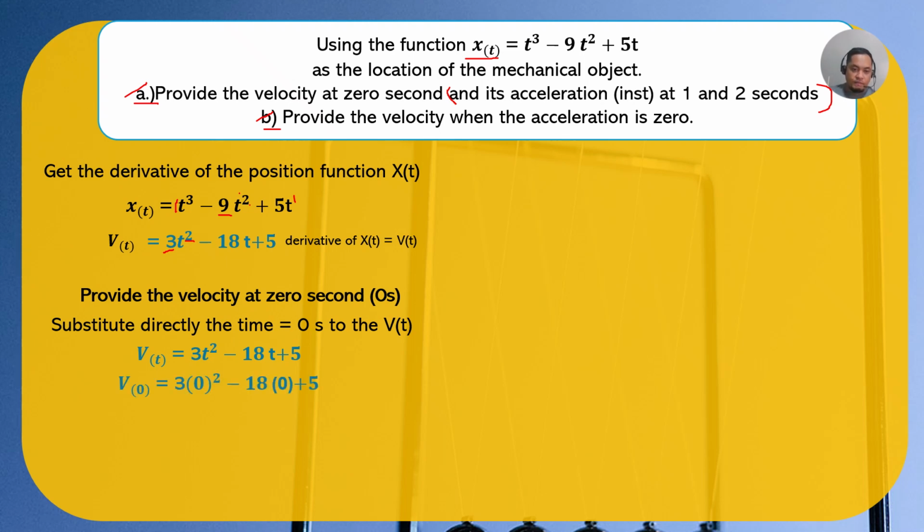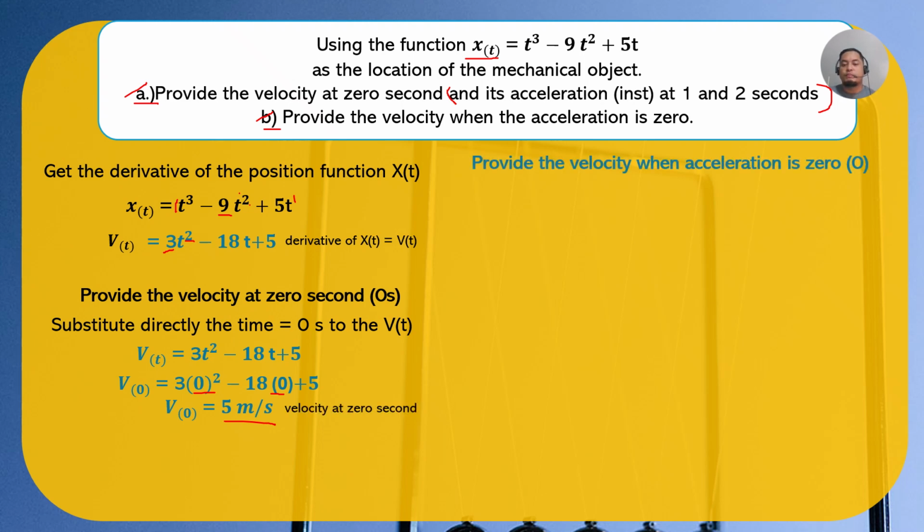So you can see 0, and as we all know, anything multiplied by 0 is 0, so we can cancel out these terms, and we will have the remaining term 5 meter per second. That's the unit of our velocity. So at 0 second, the velocity is 5 meter per second. Now, problem B.